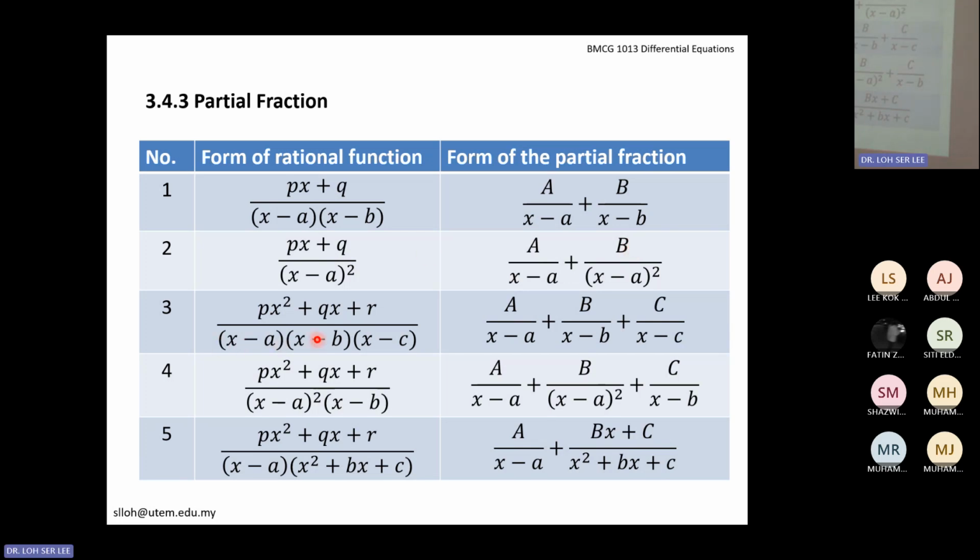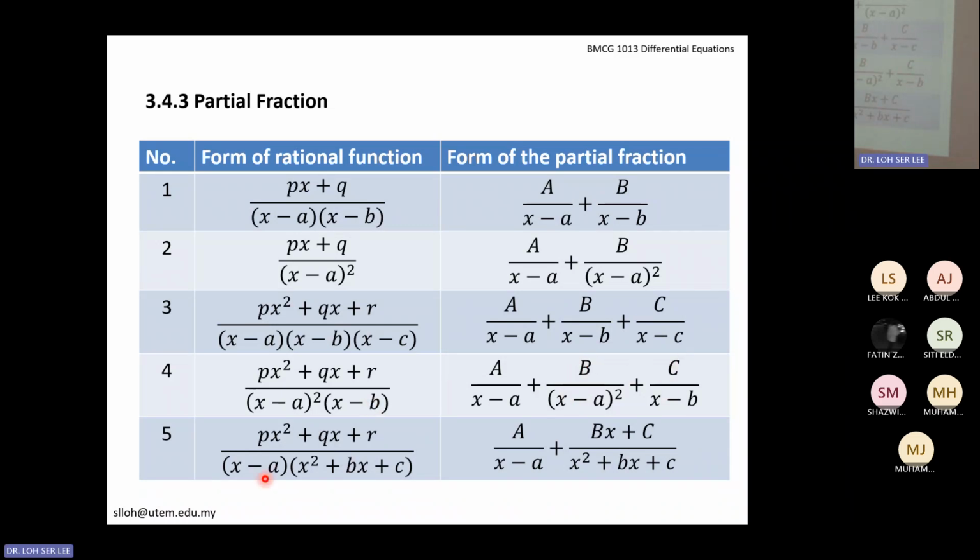Another one, this one is simple. We can break it into 3, and all of these are constants because x power of 1. If you have a repeated root, power of 1, another one power of 2, and then x minus b, here this is still a constant only, x power of 1. This is also x power of 1, constant.